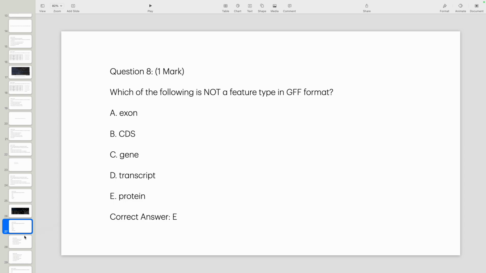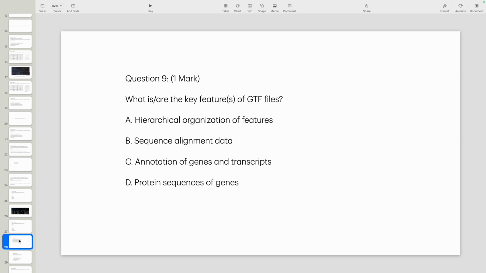If this question is clear, we'll move to our next question. What are the key features of GTF files? A, hierarchical organization of features. B, sequence alignment data. C, annotation of gene and transcript. D, protein sequence of gene. Please try to answer this question as well.